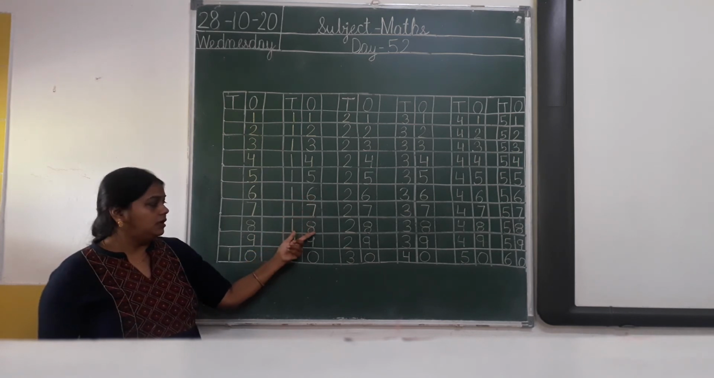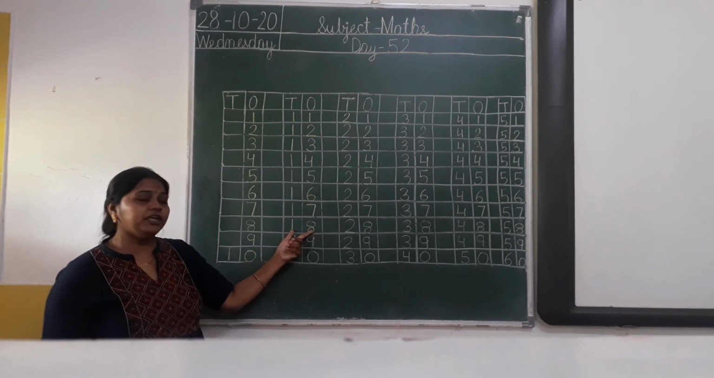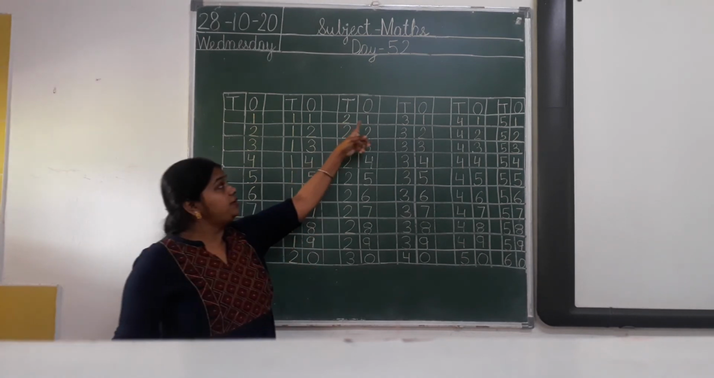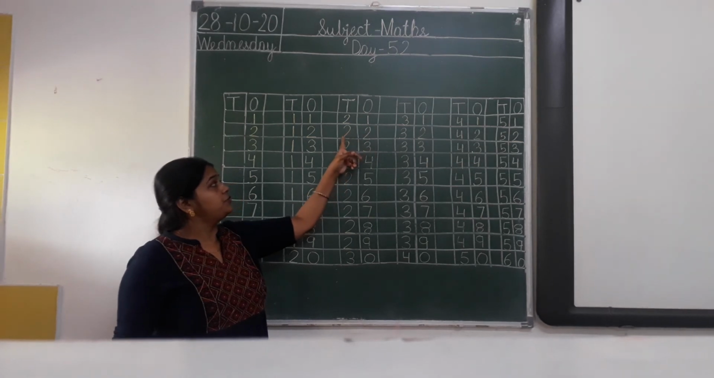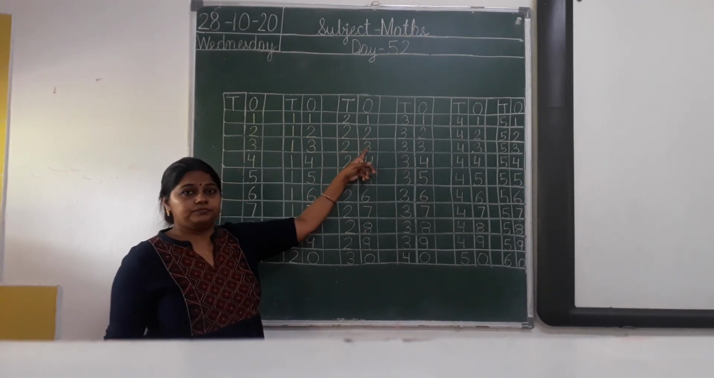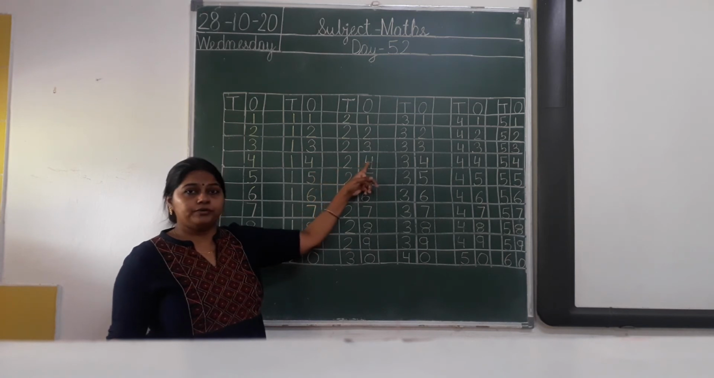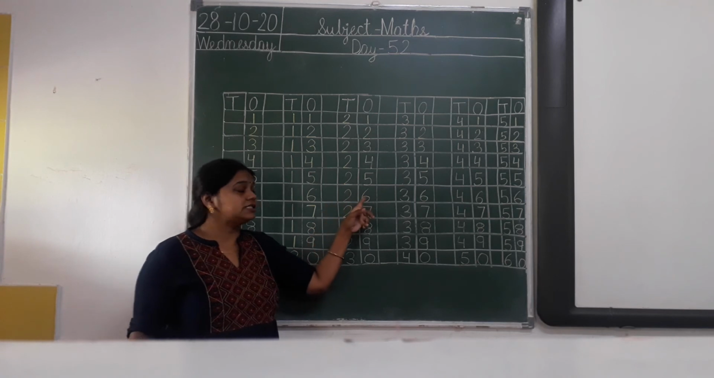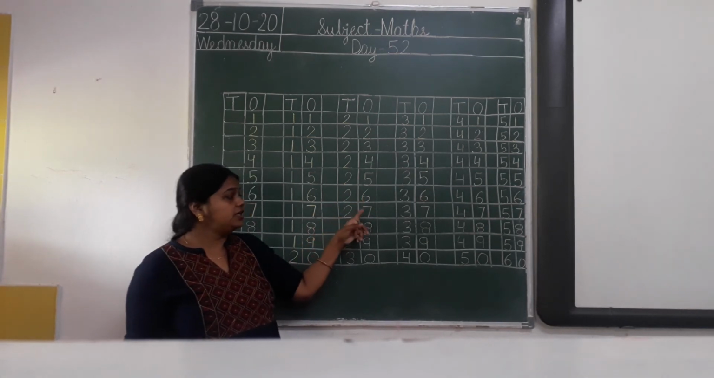17, 18, 19, 20, 21, 22, 23, 24, 25, 26, 27.